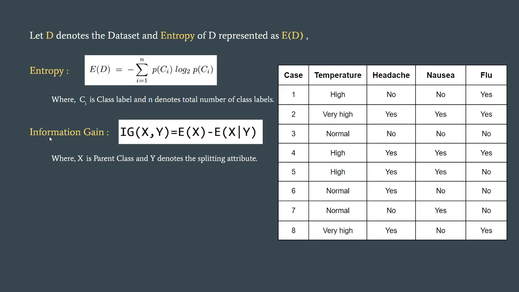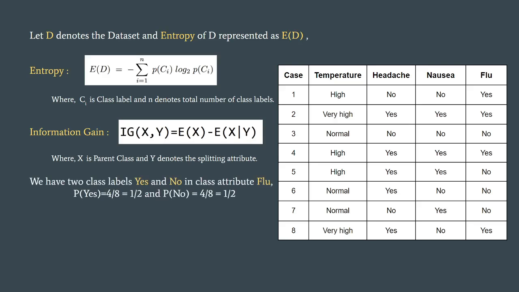And we use entropy in our information gain. So information gain on X from Y is entropy of X minus entropy of X on Y, where X is the parent class and Y denotes the splitting attribute. So first step, we find entropy for flu.